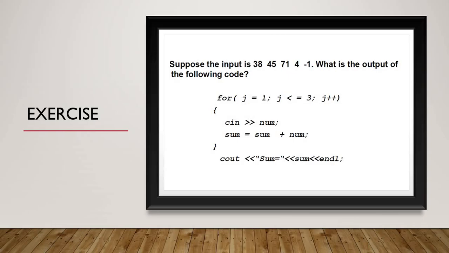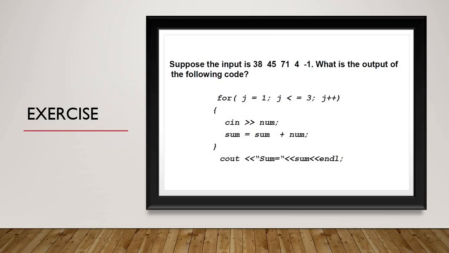Suppose the input is 38, 45, 71, 4, and minus 1. What is the output of the following code? So you are given 5 input numbers, and then you are asked to find the output of the following code.